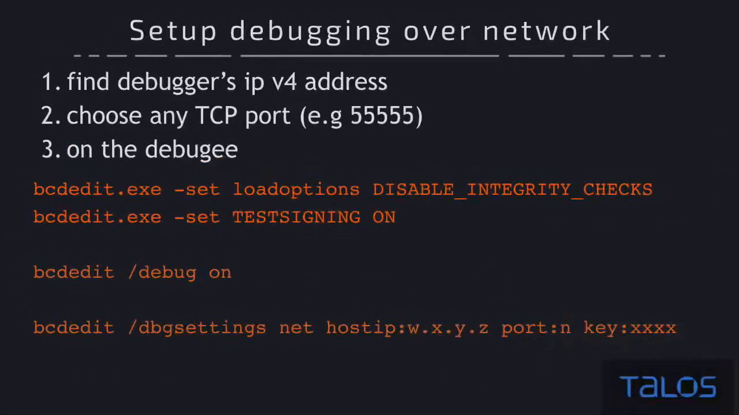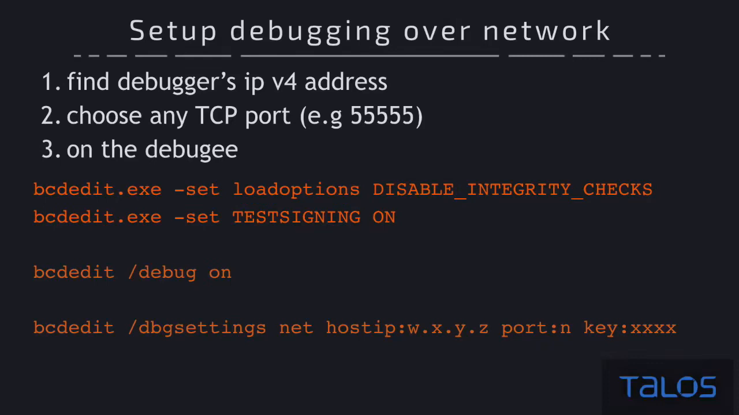So this is how you set up Windows to debug over network. You know your debugger's IPv4 address, choose any TCP/IP port, and then set up the debuggee, so the machine you want to debug, by disabling the integrity checks and allowing test signing, which allows you to load drivers signed with invalid certificates, or drivers that are not necessarily signed. Then you enable the debugging on that machine.